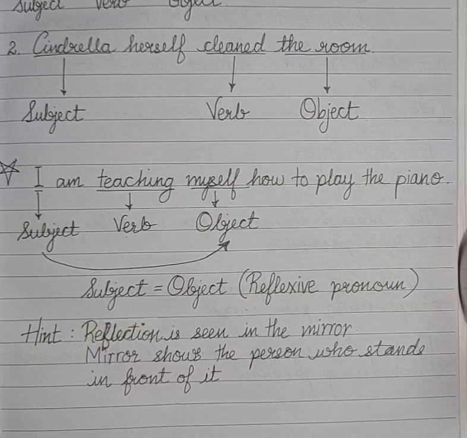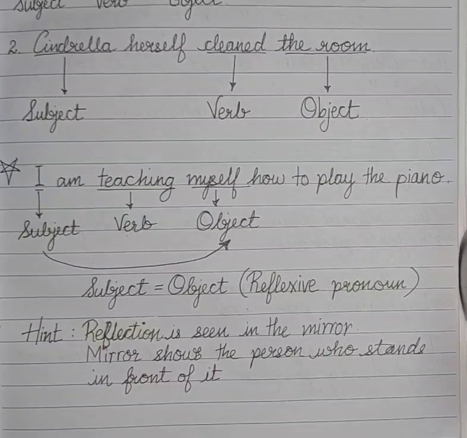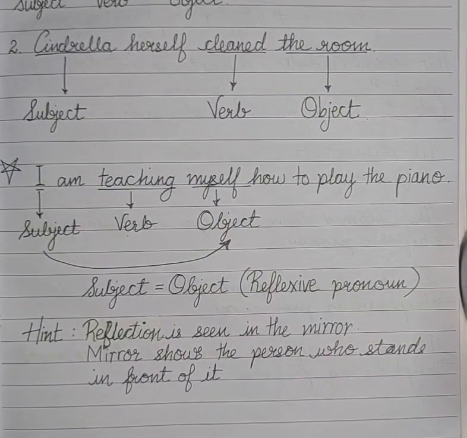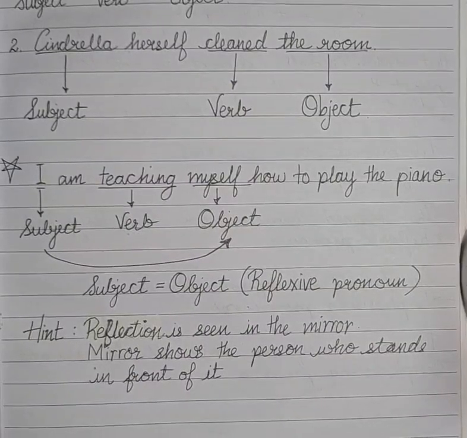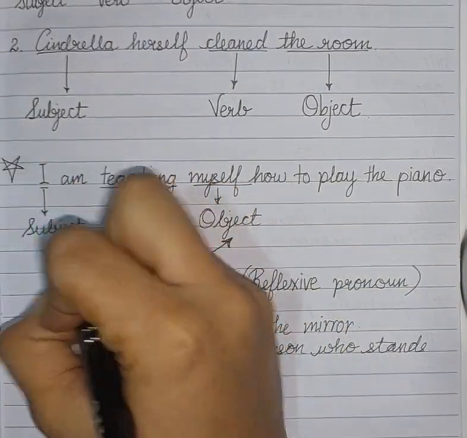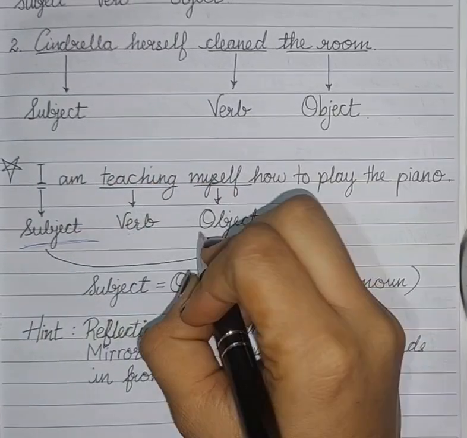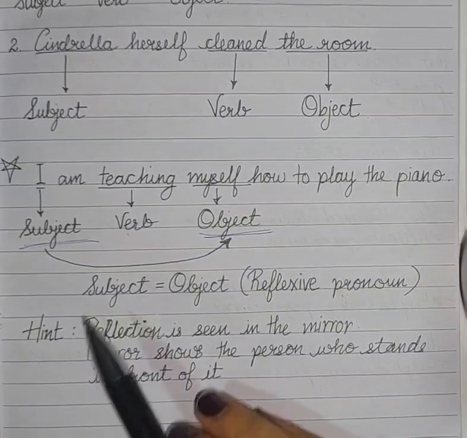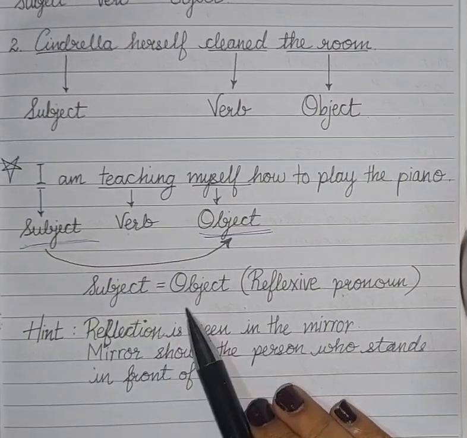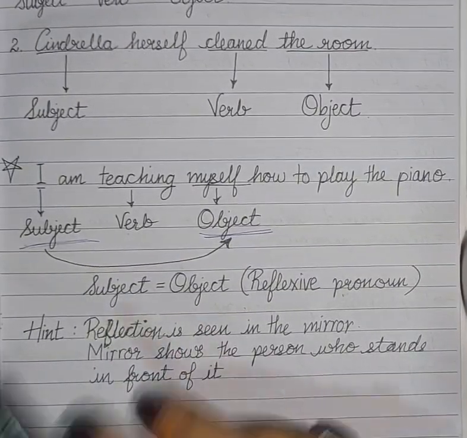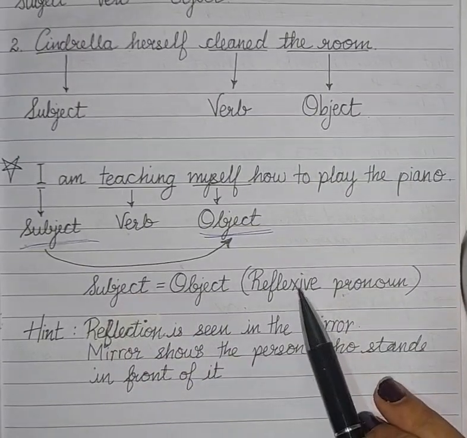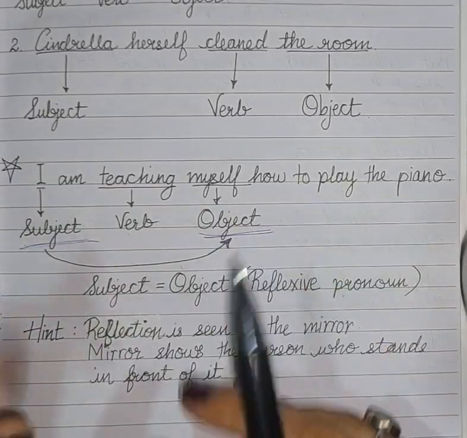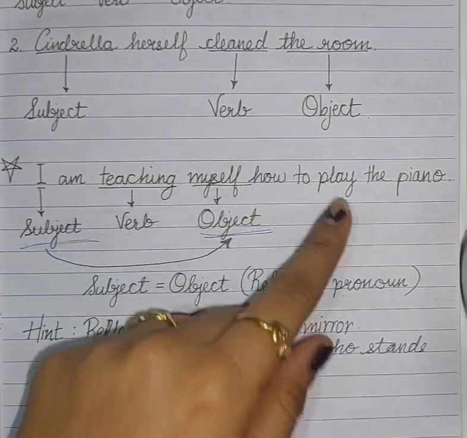So first thing, whenever you see a sentence, you will mark the subject, verb and object. And now the second, the most important trick: whether the subject as well as the object are talking about the same person. When subject is equal to object, when they are talking about the same person, it will become a reflexive pronoun. Like first what I am doing, whenever I see a sentence, I mark out the subject, verb, object.